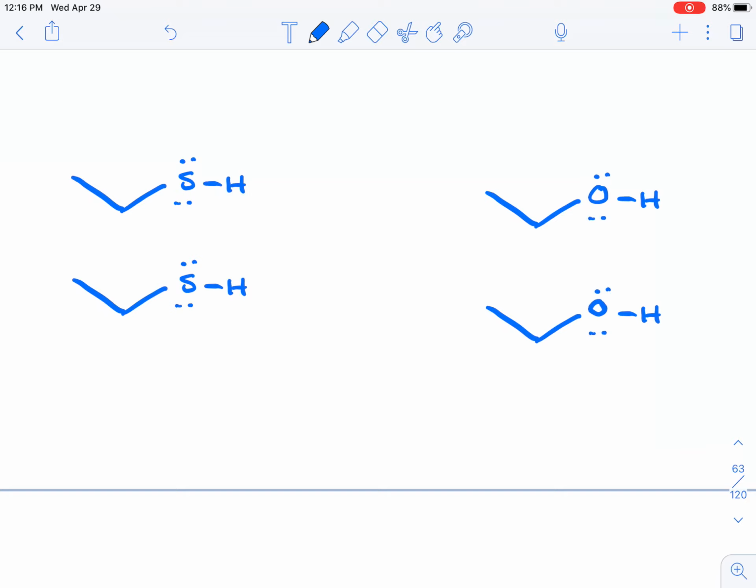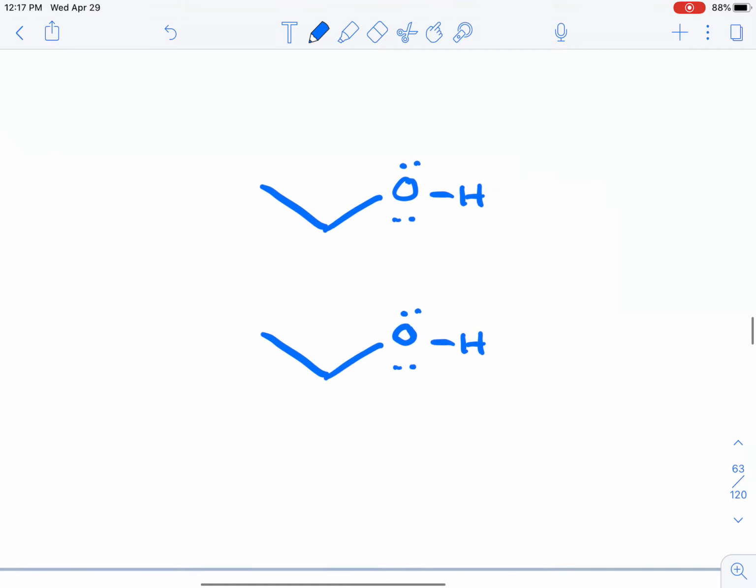So for us to better understand the difference in physical properties such as melting point and boiling point, when we're comparing organic compounds of similar number of carbons, shape, size, etc., we're going to have to look at the intermolecular forces that are occurring between these sulfhydryl groups and these hydroxyl groups. And so let's go ahead and revisit hydroxyl groups first.